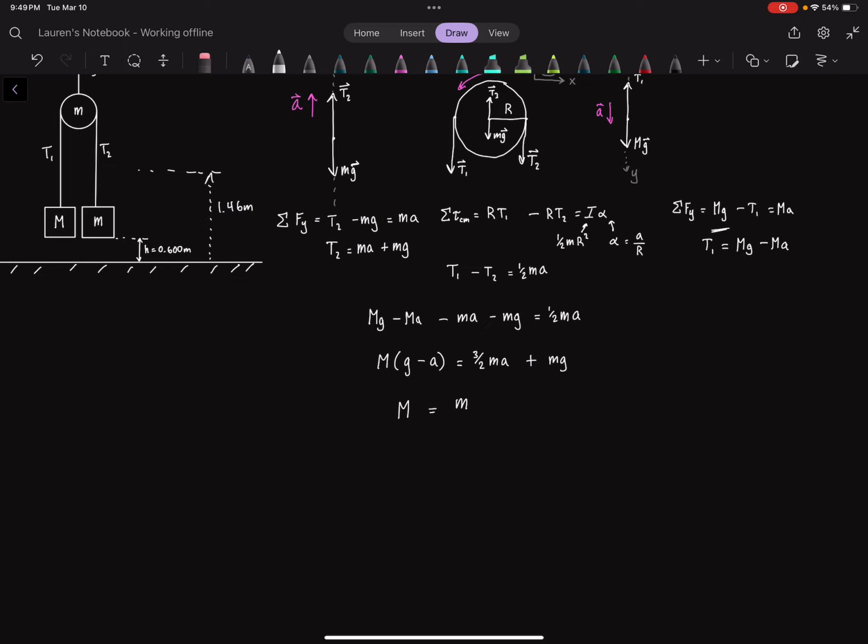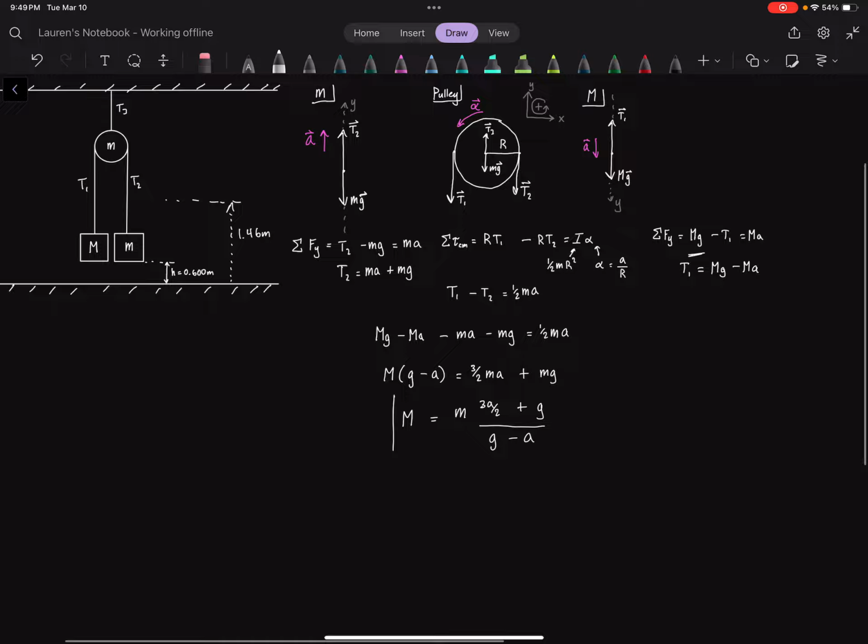We can pull out an M, and we do 3A over 2 plus G, divided by G minus A. All right, I think that's as good as we can get. It doesn't really look too great, but that's as good as we can get. So here's our M, right?